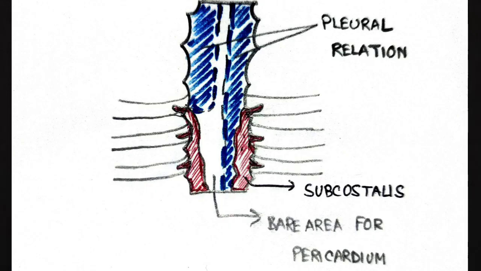Now we are talking about the posterior surface. The posterior surface is smooth and slightly concave. The lower part of the posterior surface gives origin to the sternocostalis muscle, which is a muscle of the thoracic wall. On the right side of the median plane, the posterior surface is related to the pleura. On the left side, the upper part of the body is related to the pleura, but the lower part is related to the pericardium. Hence it is also known as a bare area. The lateral border articulates with the 2nd to 7th costal cartilages.